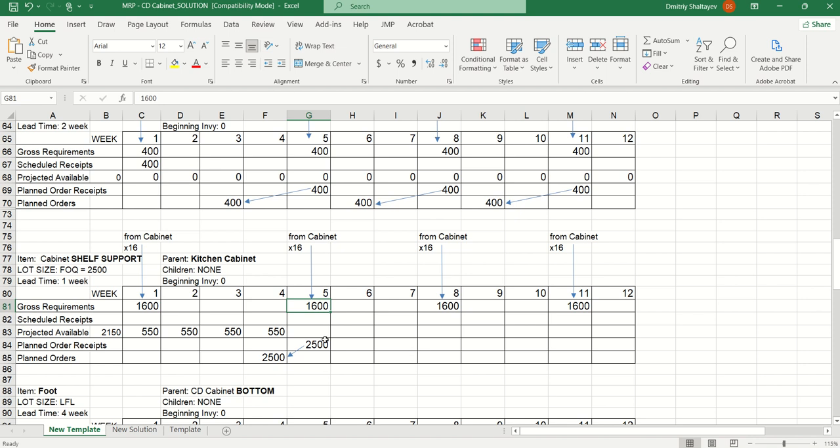That will leave me with 900 plus 550 from before. So that means that I will have 1,450 sitting in the warehouse, right? Waiting until the next time I decide to put together cabinet. So 1,450 in week 6, 1,450 in week 7. I'm slightly short for week 8, right? Which means I need another box of the shelf supports, 2,500 units in week 8. The order should be sent to my supplier in week 7, 2,500, okay?